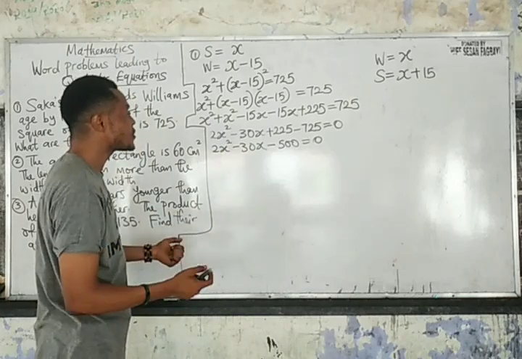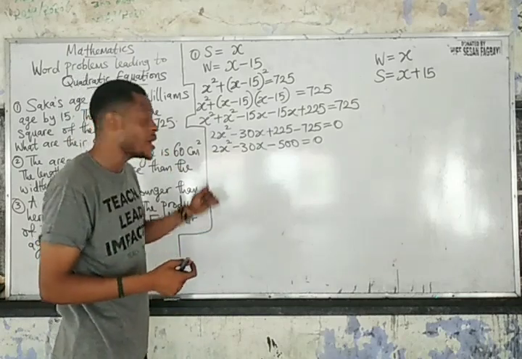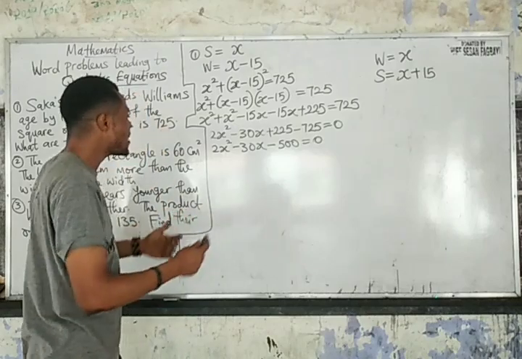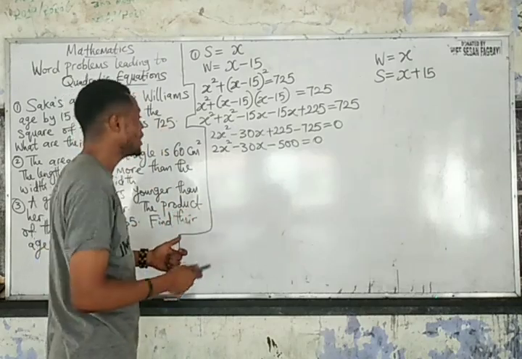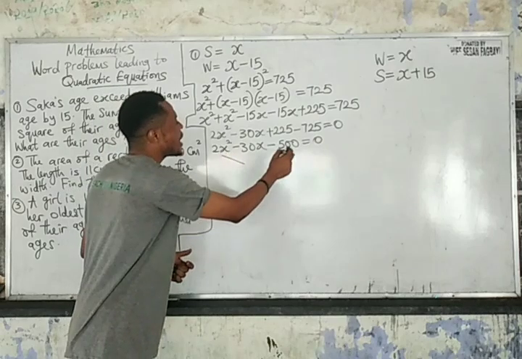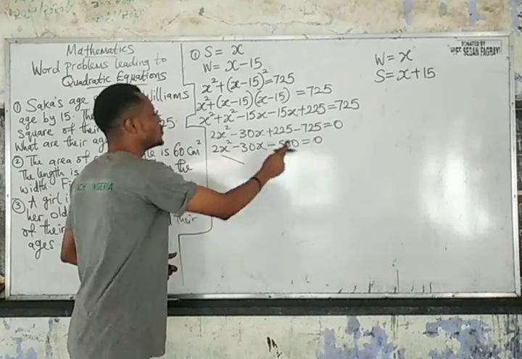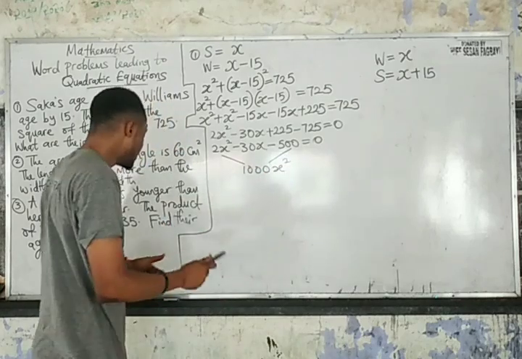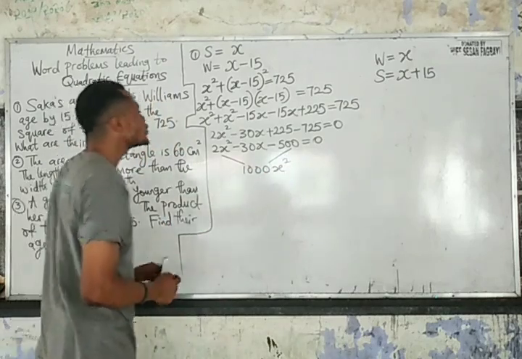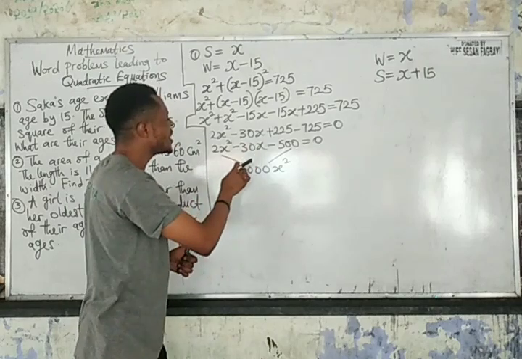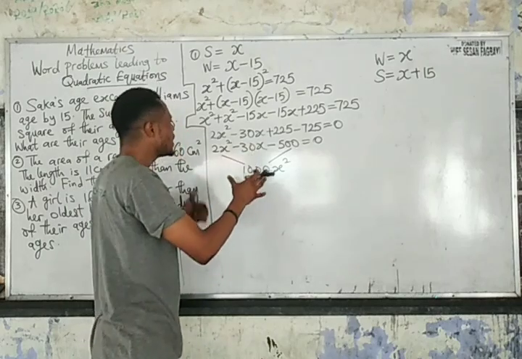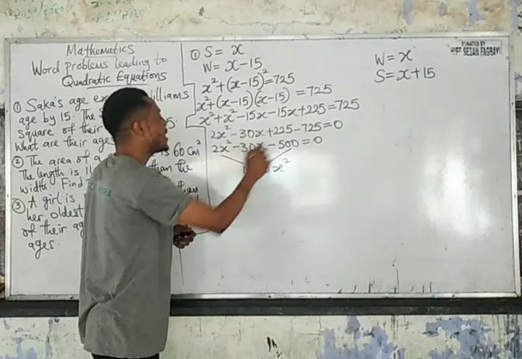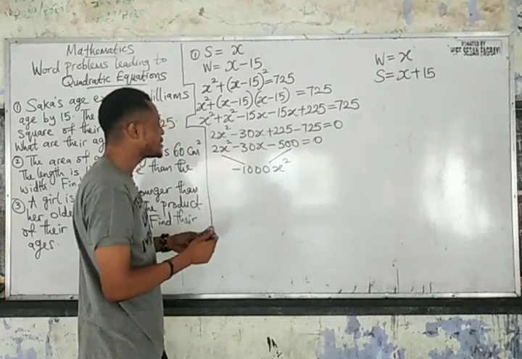I can choose any method of my choice, either completing the square, factorization method, or formula method. I prefer to use the factorization method here. So I multiply the a and the c together. This will give me 1000x squared. Then I look for the two factors in such a way that when I sum them together, it will give me minus 30. And when I multiply them together, it will give me minus 1000.